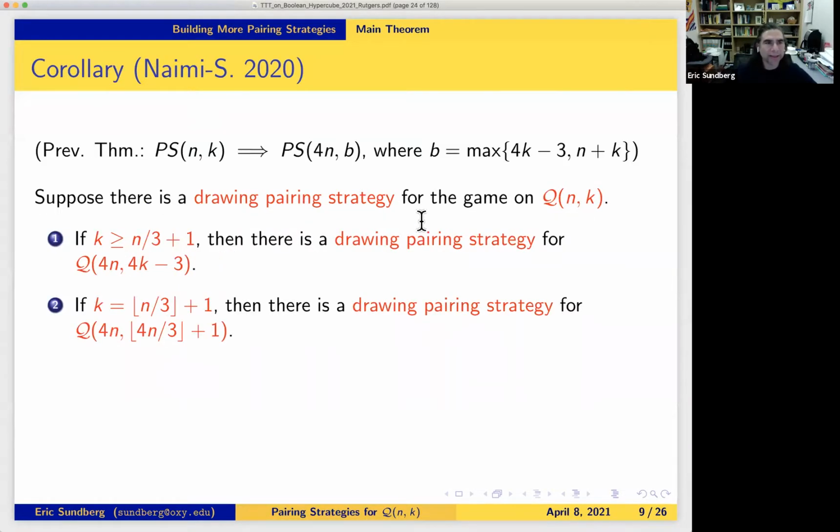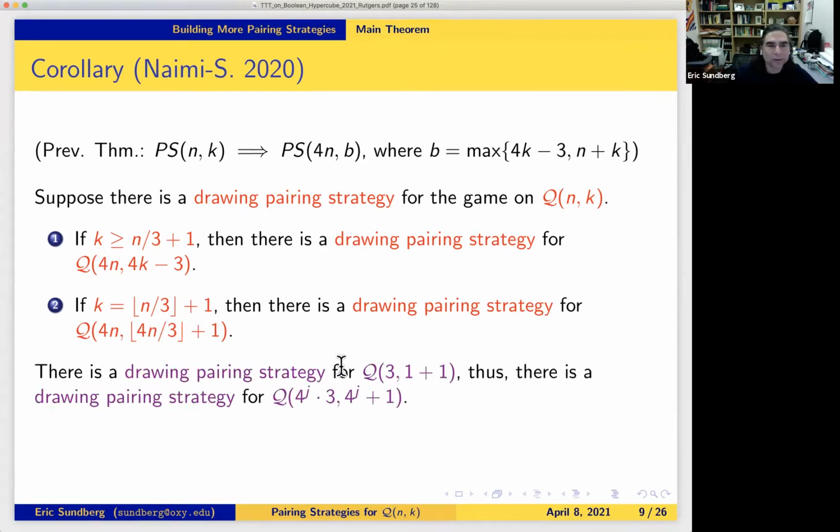And a nice corollary to that result, I'll focus on bullet point 2 down here, is if you have a drawing pairing strategy for the Q(n,k) game, and the dimension of the winning set k has this nice form of being 1/3 the dimension of the board, and you can go ahead and put the floor function on that if you want, and then +1, then there will also be a drawing pairing strategy for the Q(4n). So we increase the dimension of the board by a factor of 4. Again, we keep the same nice form, 1/3 the dimension of the board. You can put the floor function on there if you want, and then +1. And the second player is able to block subcubes of that dimension right there.